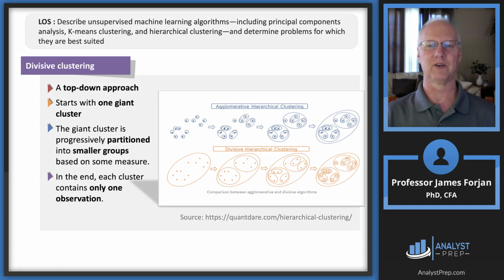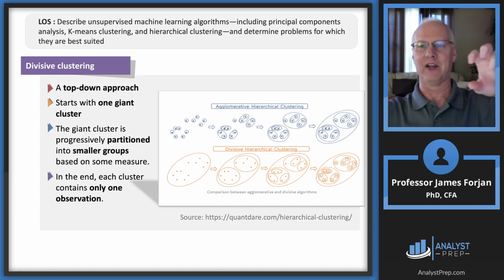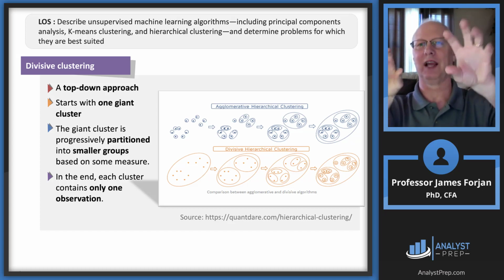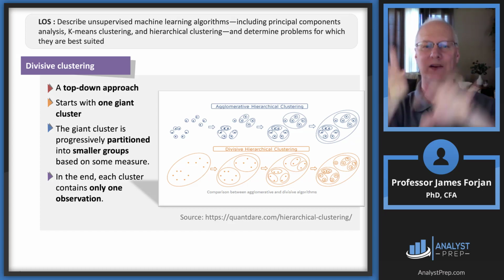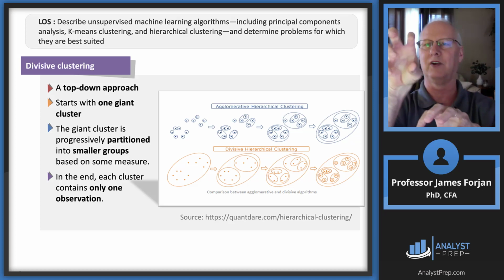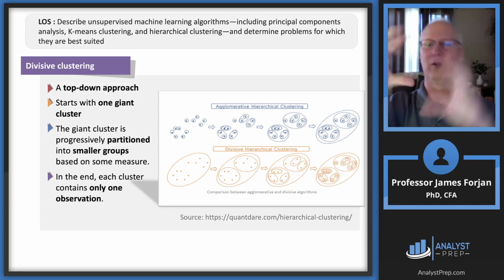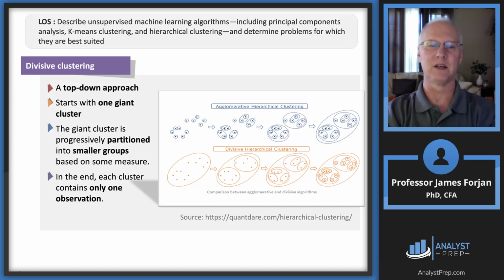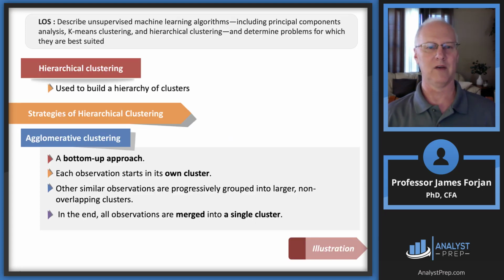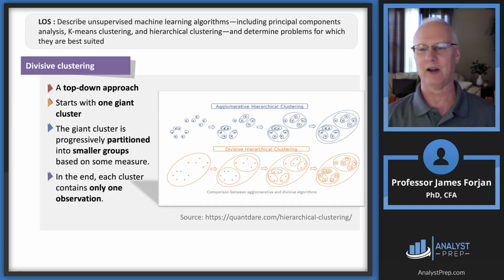Now, divisive clustering is a top-down approach. So you start with one giant cluster, and then you start estimating and partitioning randomly and saying, okay, let's do this one here as a cluster, and let's see what that looks like. And then let's do this one, and so what we do is we get smaller groups and smaller groups all the way down until each cluster is only one observation, back to the beginning point of agglomerative clustering, right? So we just do it in the opposite way, and we try to figure out what those clusters are.